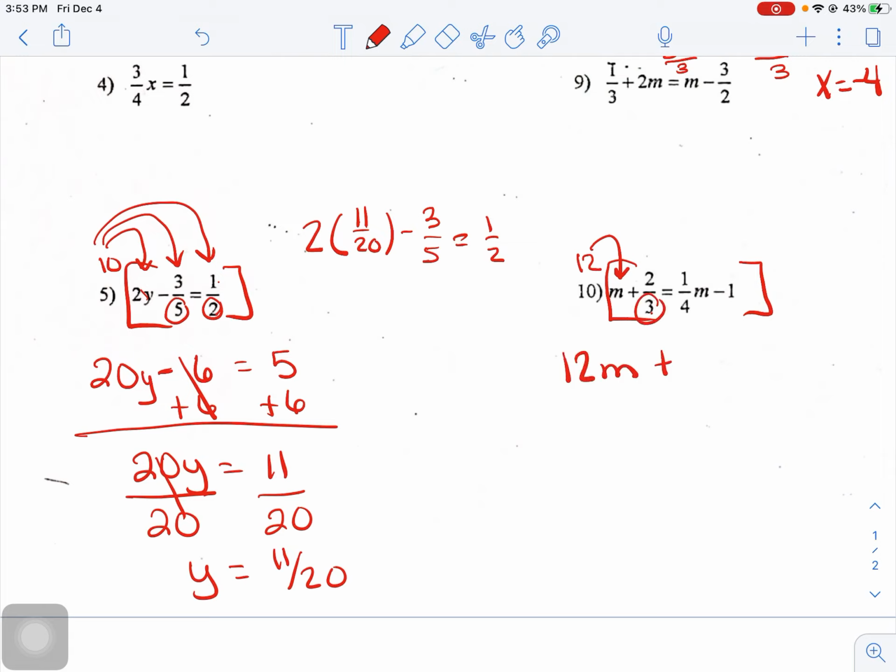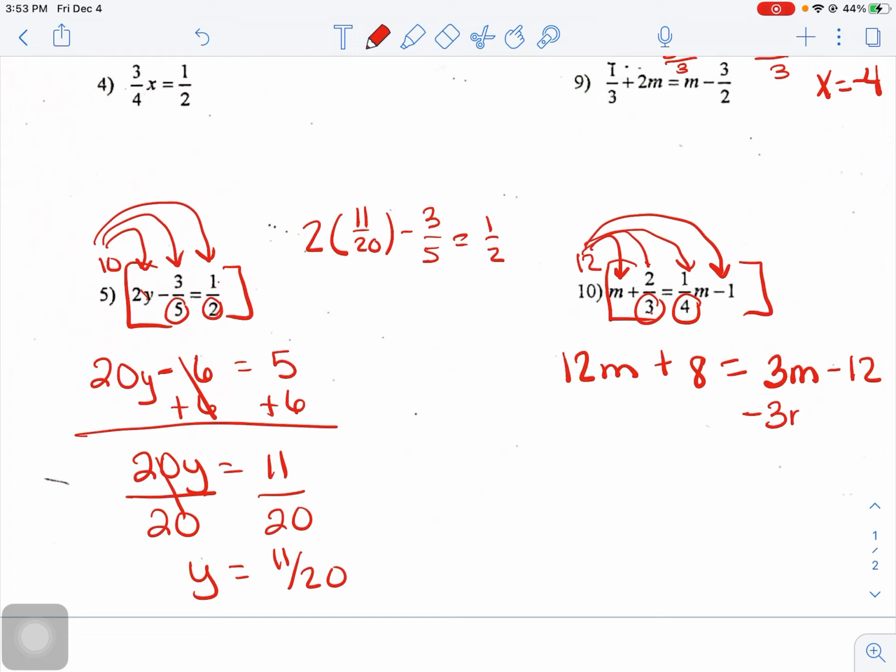Plus 3 goes into 12 4 times. 4 times 2 is 8. 4 goes into 12 3 times. 3 times 1 is 3m. And then 12 times negative 1. Each piece we've done. And we get negative 12. Now we can combine like terms on each side. They've already simplified. And now we're going to isolate the variable.